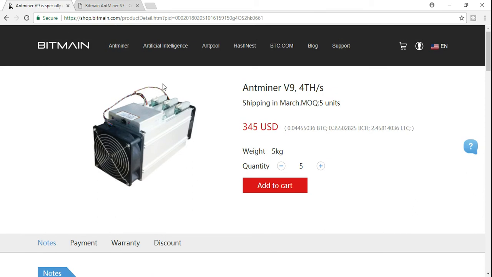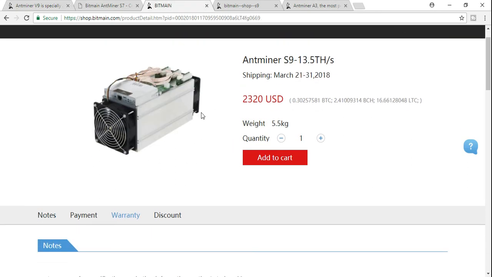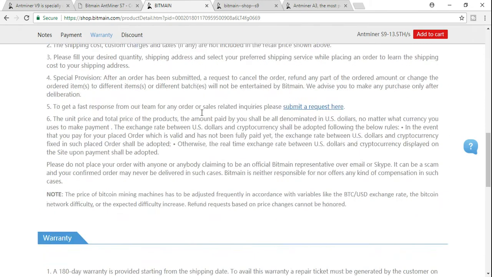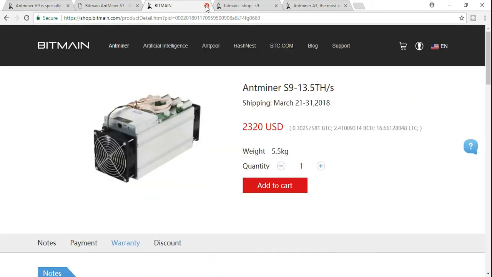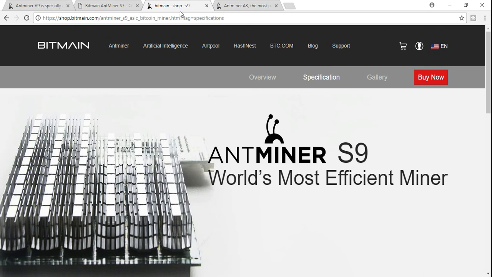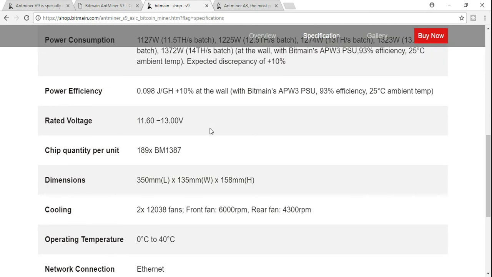And if we even go look at the Antminer S9, we can compare and see the difference. Let's look at the S9. Actually, that's not going to help us. Let's go right here. Let's go to the S9 specs. Look at that, 350, 135, 158.